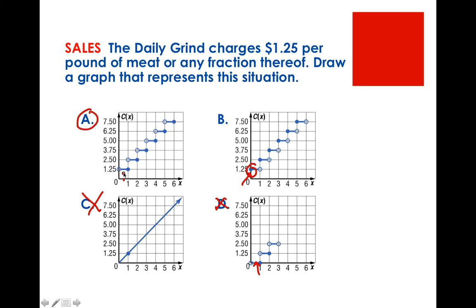You start buying meat and it's $1.25 per pound or any fraction thereof. So now you can say, if I buy half a pound, it's still going to cost me $1.25. You're saying, well, then why wouldn't I just buy the full pound? I don't know. You should.